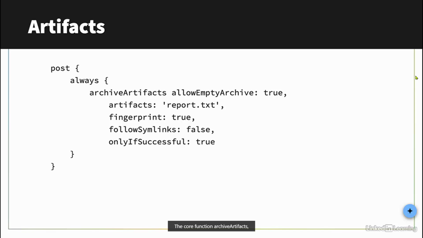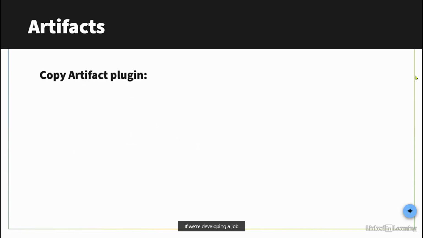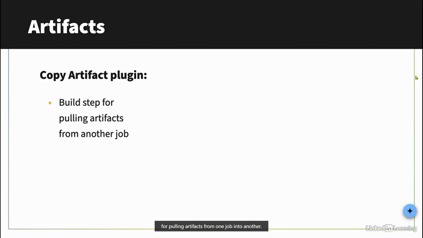The core function archive artifacts gives us a build step for identifying the files we want to save during or after a build. Archive artifacts is often placed in the post section of a pipeline. The post block runs after all sections of a pipeline, so any steps inside the block are run after other operations have finished. If we're developing a job that needs to access an artifact created in another job, we can use build steps provided by the Copy Artifact plugin. This plugin provides a build step for pulling artifacts from one job into another.